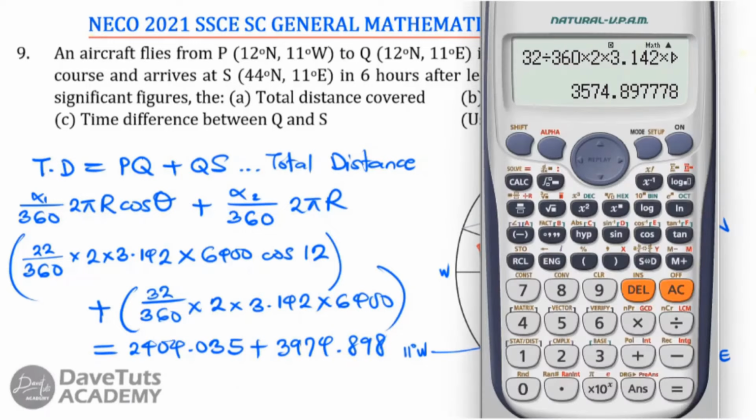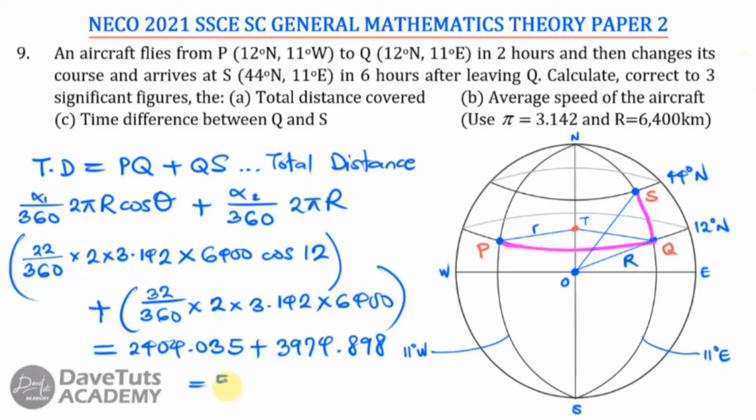If you sum the two, this answer plus the initial answer 2404.035, what's that sum? 5978.93. So this is 5978.93. But we are asked to get that correct to 3 significant figures.